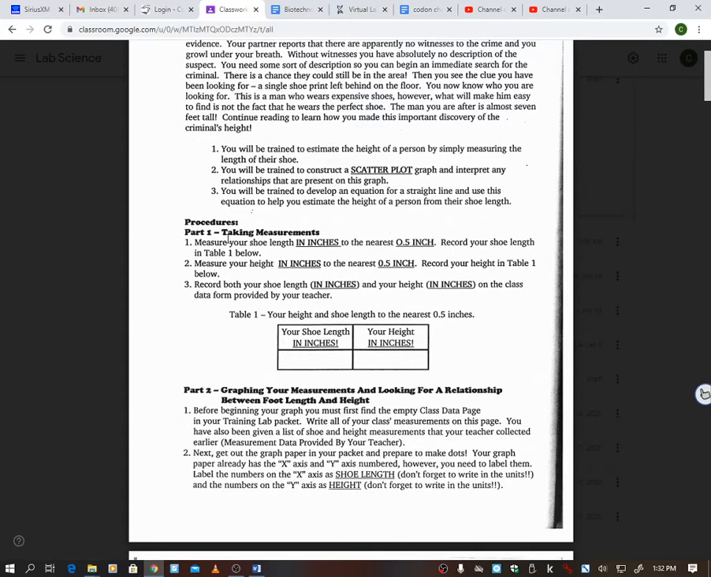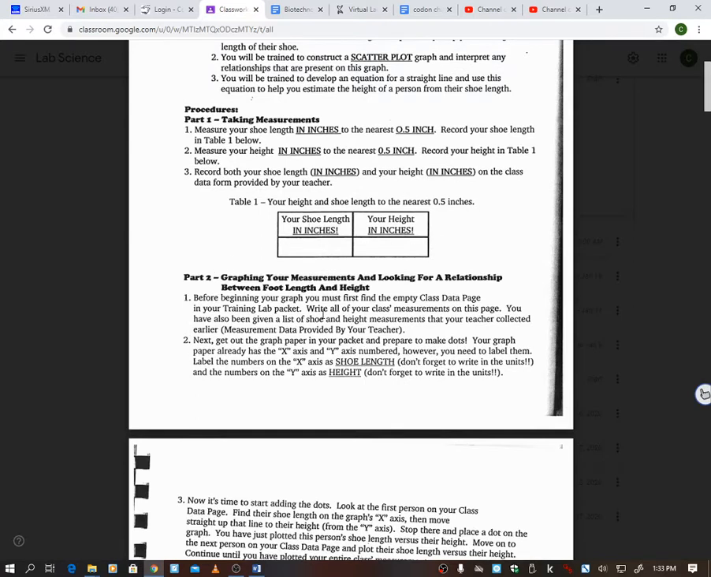In part one, you're going to take measurements. So you are going to read. Once again, I'm going through this with you, but make sure you read this. Table 1, your height and shoe length to the nearest half inch. All right, so we're not saying, oh, I am 5 foot 4.5 inches. I am doing it to the nearest 0.5 inches. So you're going to put that in that box there.